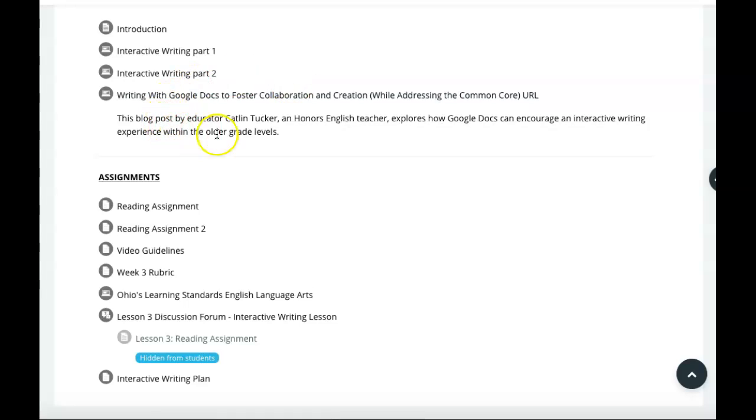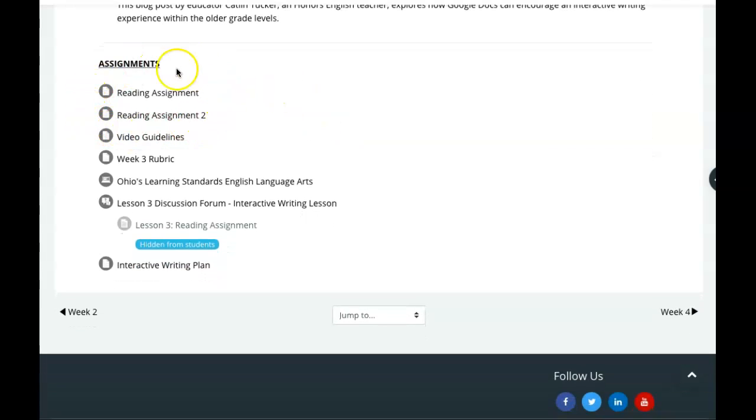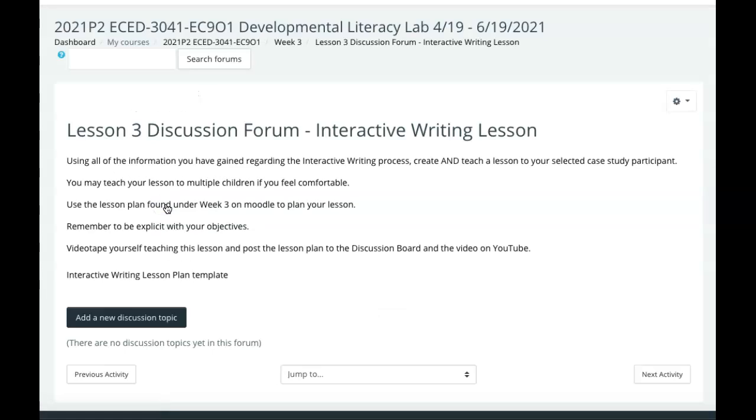There is also a blog post by Caitlin Tucker, which explores using Google Docs with older students. You have 2 reading assignments from Reading Rockets. One pertains more to K-2, and the second article is more 2 through 5, pertaining to interactive writing. This week, you're going to plan and implement an interactive writing lesson.